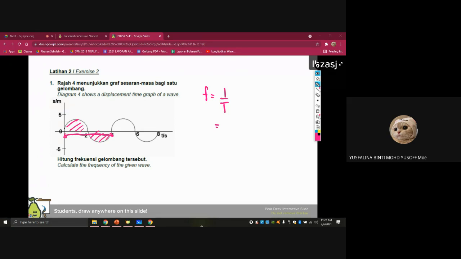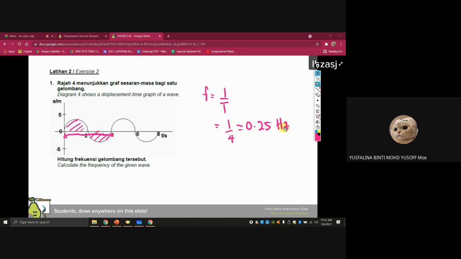Just the difference is what graph that you use. So if the graph is s over distance, you know 2 semicircle is wavelength. But if it is s over t, then 2 semicircle is period. The concept is the same, but it depends on the x-axis. What is the unit? And from that you know what is the info that you will get. So this one is 1 over 4, should be 0.25 hertz.